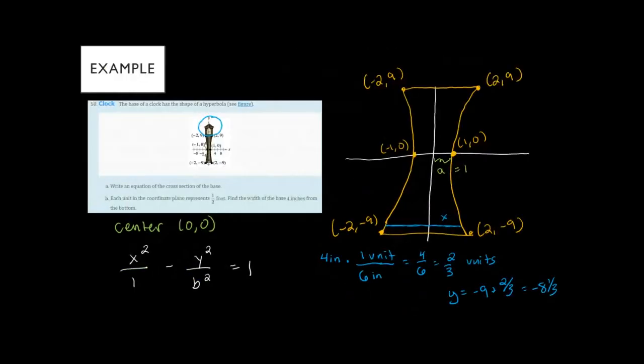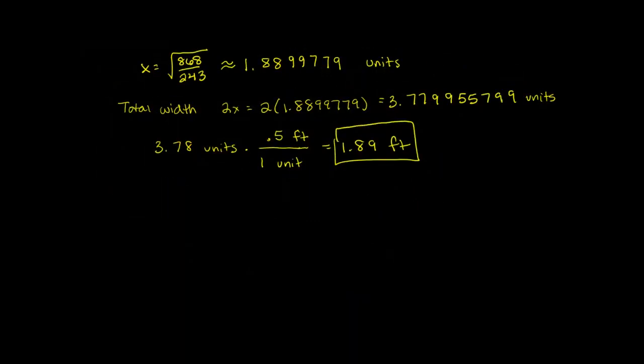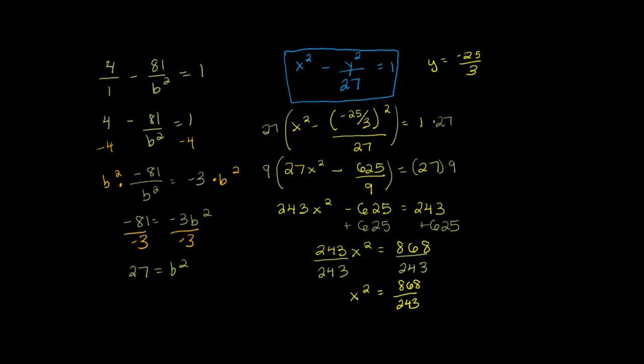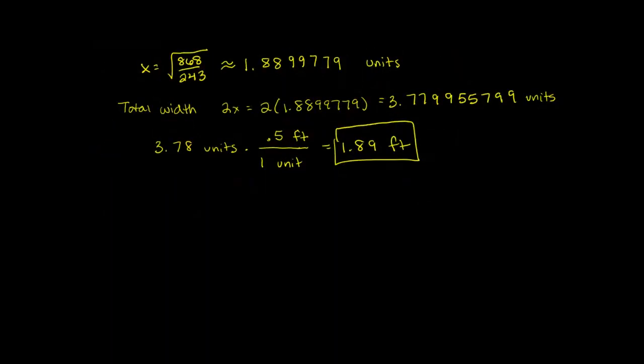So if I go back to the original, each unit in the coordinate plane represents half a foot. Find the width of the base 4 inches from the bottom. So 4 inches from the bottom, our width is 1.89 feet. So many steps to this. Have to do several unit conversions. Do you guys have any questions?